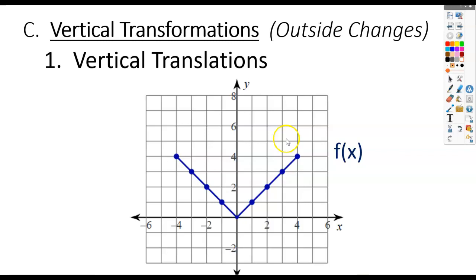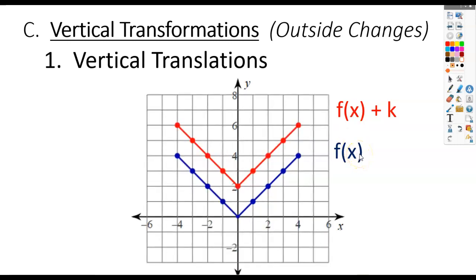So right here on this graph, I've given you a function f of x, and it looks like a V, as you can see here. Now, vertical translations. Here's how these things work. If I were to add a number to the function, then what that's going to do is shift the graph upwards. Now, why does that happen? Well, the f of x represents the y value, doesn't it?